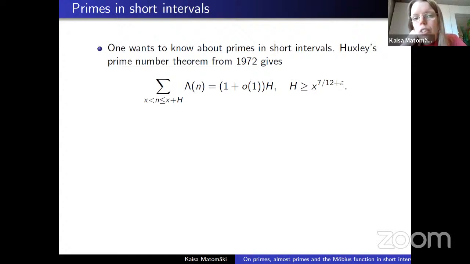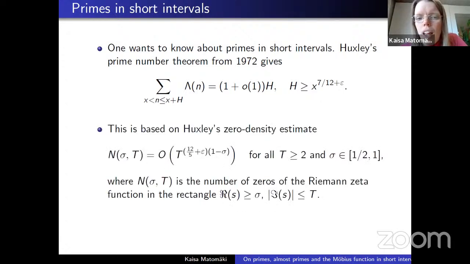In particular, Huxley's prime number theorem, which was proved 50 years ago, tells us that if we look at segments of length at least x^(7/12+epsilon), then we still do have the prime number theorem in short intervals. We know that the density of primes in intervals of length at least x^(7/12+epsilon) is about 1 over log x. And this again is related to the zeros of the Riemann zeta function.